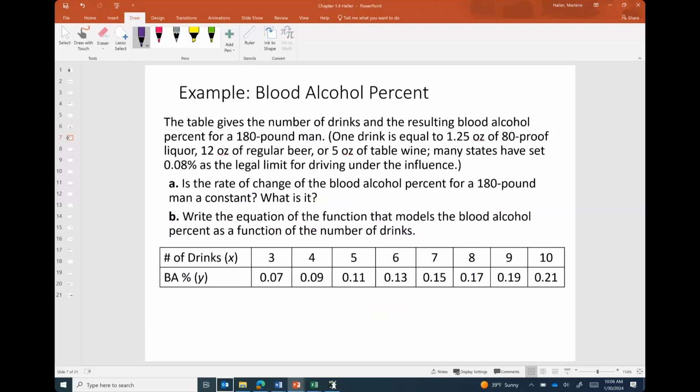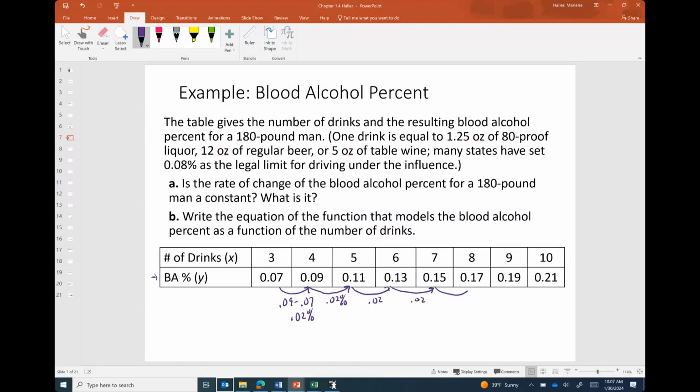Well, the blood alcohol percent is the y, and the rate of change looks like when we go from 3 to 4 drinks consumed, the blood alcohol percent goes from 0.07 to 0.09. So the difference there is 0.09 minus 0.07, or 0.02%. If we continue on, we look at the difference from 4 to 5 drinks. Well, that's also 0.02%. From 5 to 6, 6 to 7, so on and so forth. All of them increase by 0.02%.